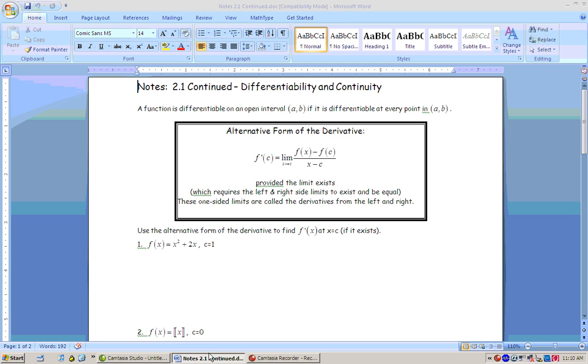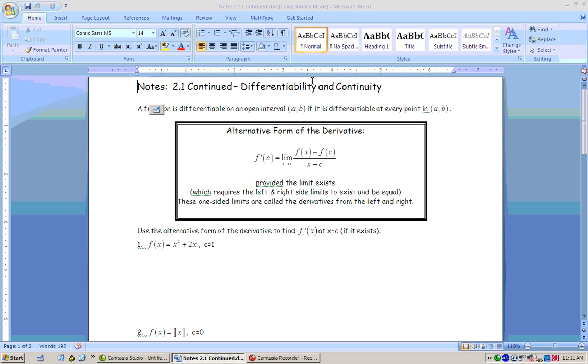We're still in this section of the definition of the derivative. I promise that tomorrow you can start using the shortcut. Today is actually something I did not teach you yesterday, but it's an alternate form of the derivative.